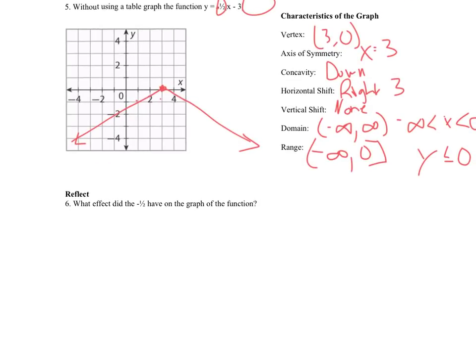All right, little reflection. What effect did the negative 1/2 have on the graph of the function? Let's go ahead and answer that, and we'll discuss that when we come back into class.